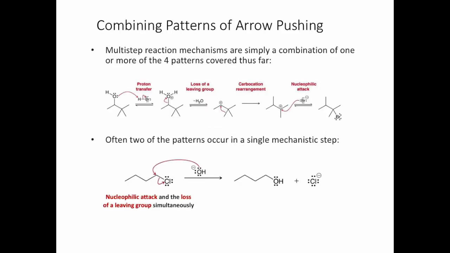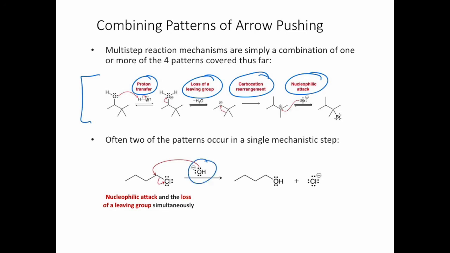We will be getting into more and more complex reactions that involve multiple steps, and those steps often will involve one or more of the four patterns that I've covered so far. So this would be an example where in the first step we have a proton transfer, in the second step we have loss of a leaving group, followed by carbocation rearrangement, followed by nucleophilic attack. And then sometimes two of the patterns can occur in a single mechanistic step. So here we have a nucleophile attacking and loss of a leaving group.